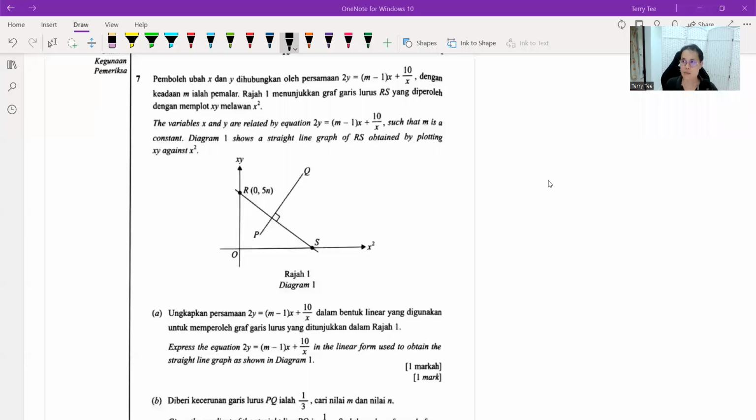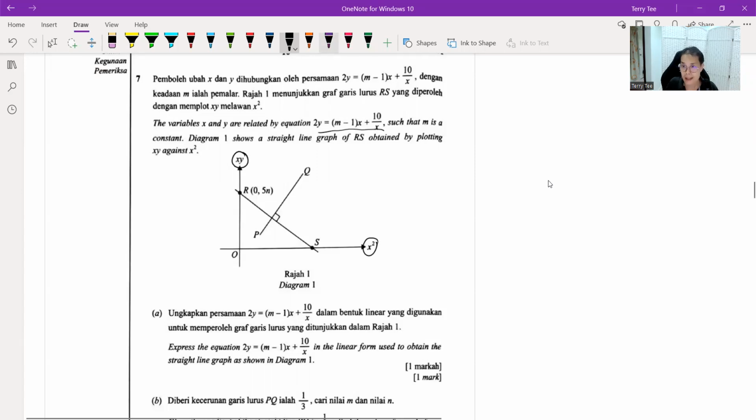Okay, the next question is from the chapter Linear Law, chapter 6 from Form 4, but it combines a bit of coordinate geometry here. So here we have two variables x and y. They are related by this equation, right? Now we can see the diagram shows a straight line obtained when you plot xy versus x squared. So we have to convert this to linear form by multiplying. I need to get xy here, right?